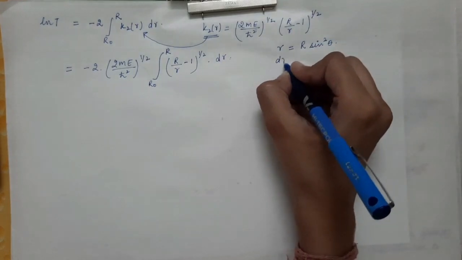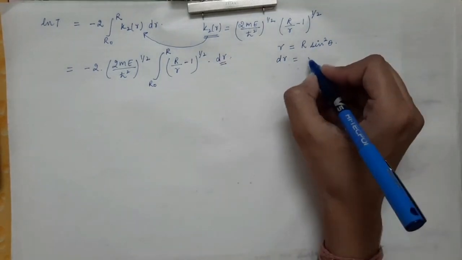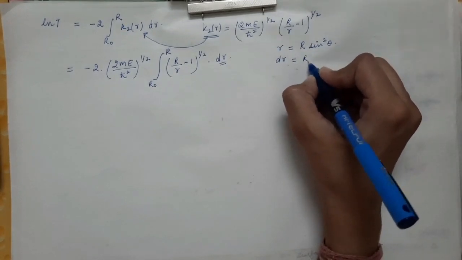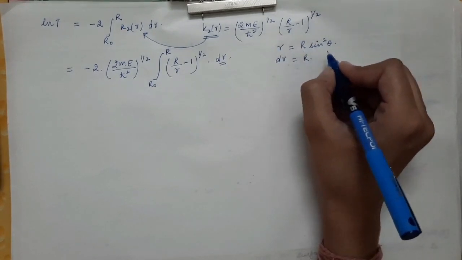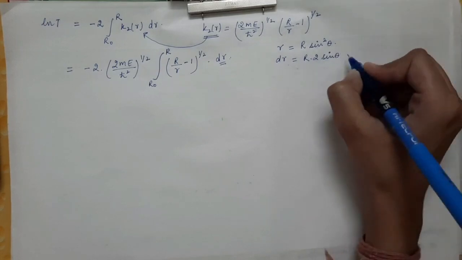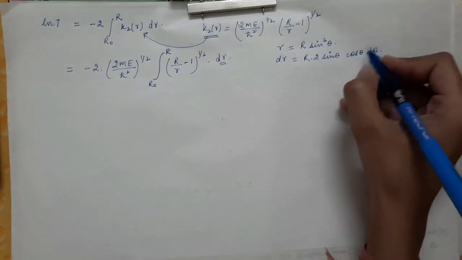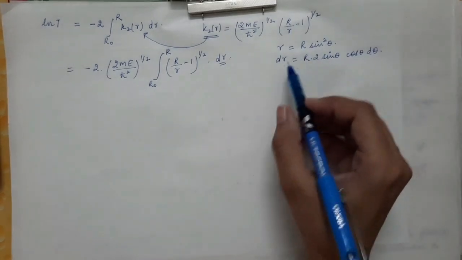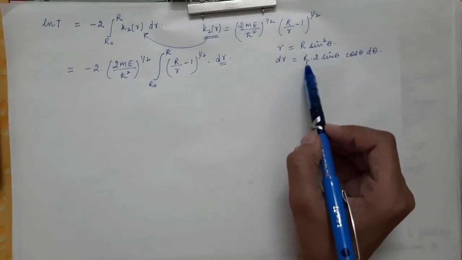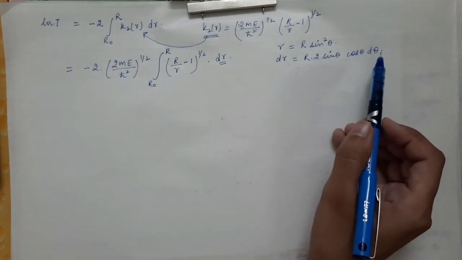Now dr, in that case, what will be dr? That will be equal to R, it will remain as it is because R is constant, into 2 sine theta into cos theta into d theta. So we have done the differentiation on both the sides. You will get dr is equal to R into 2 sine theta cos theta into d theta.